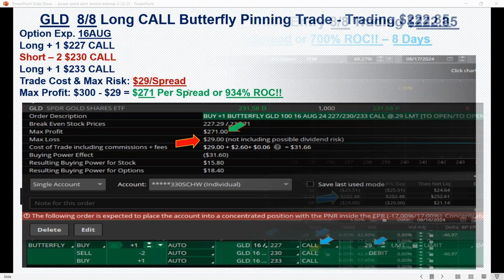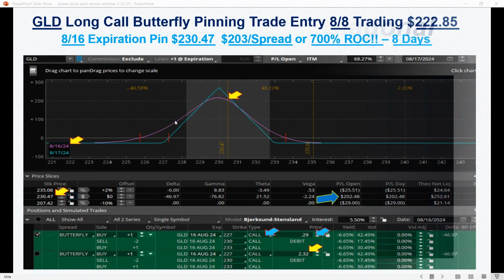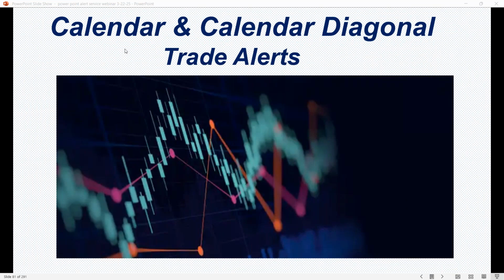Here's where it went out, right there, right towards the end of the day, trading right here at 230.47. It went from 29 bucks to 232, so $203 per spread, 700% return. So these are really fun and huge potential winners. And then here's the other, we do a lot of these as well.